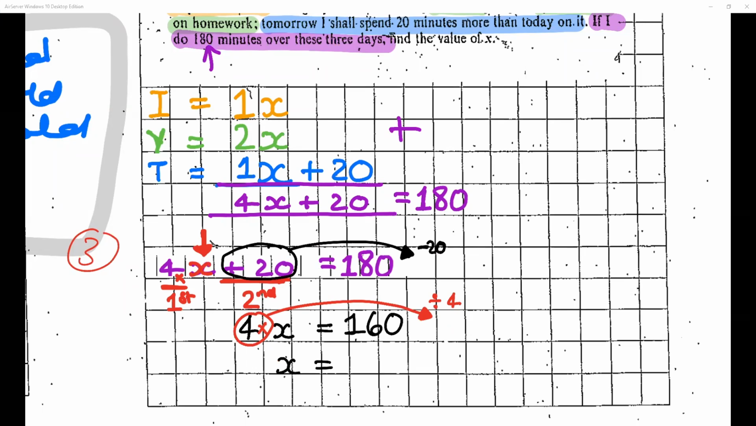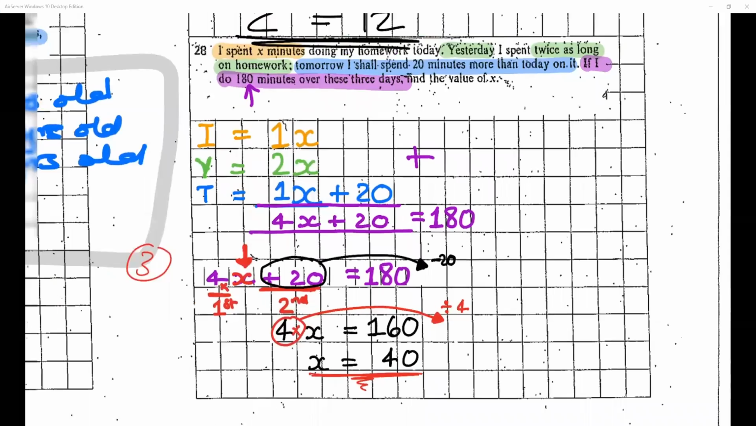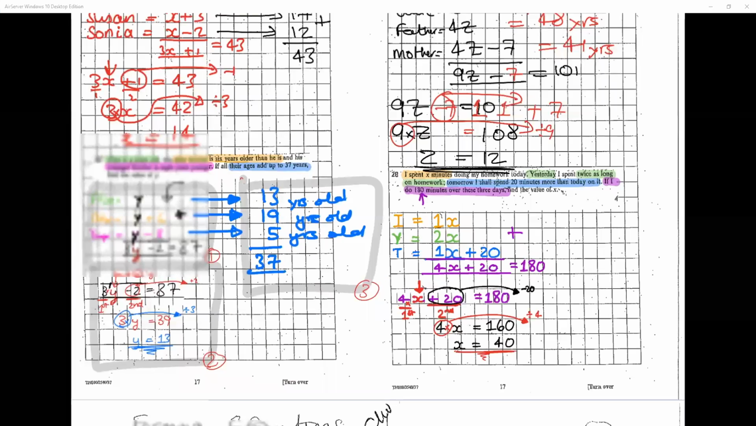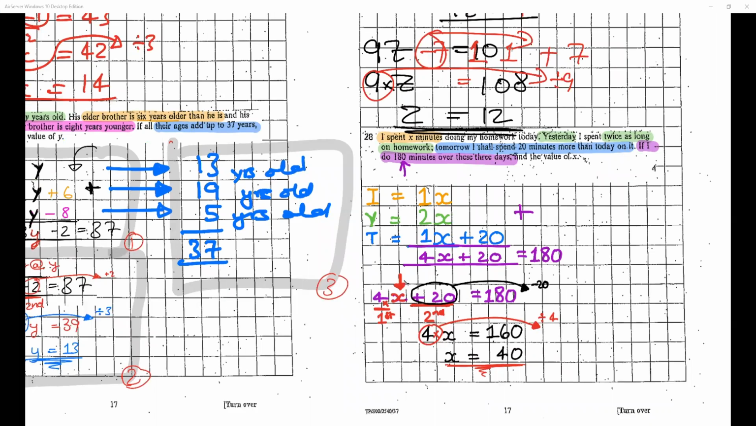Okay, what's 160 divided by 4? 40. Okay, yeah. You've got to be quick. Okay, lovely. We've finished all the questions now. Now we've got to go back to the original question. So I spent 40 minutes today. And then yesterday I spent how many minutes?